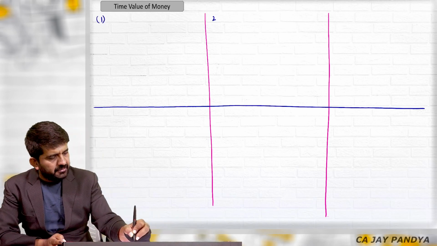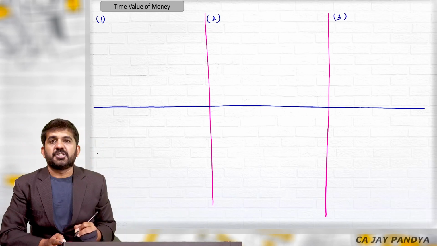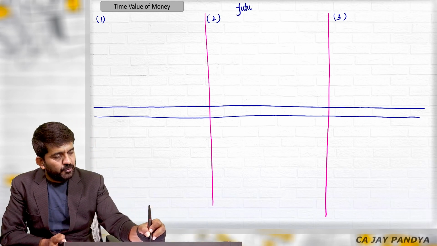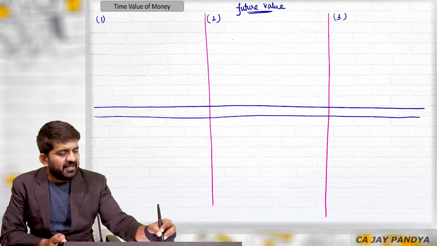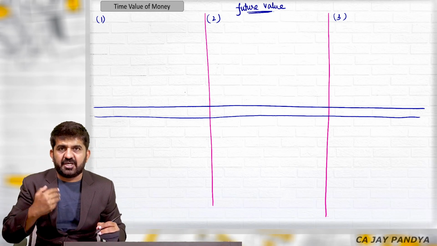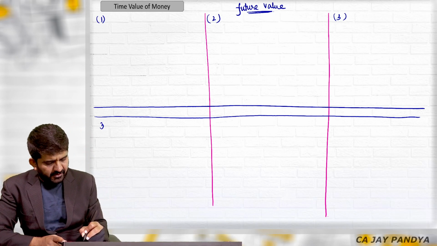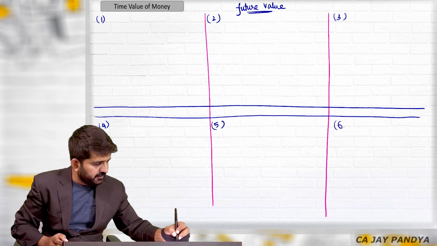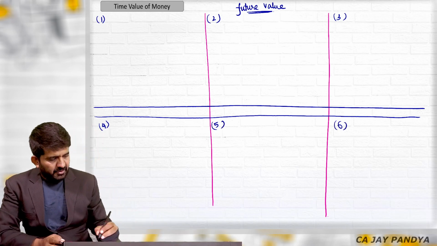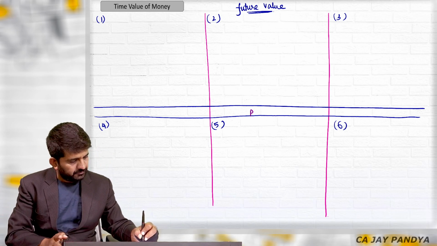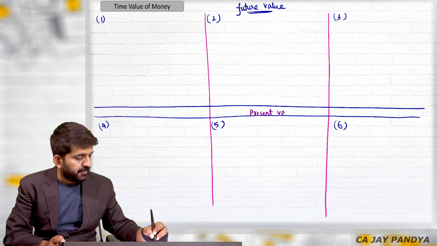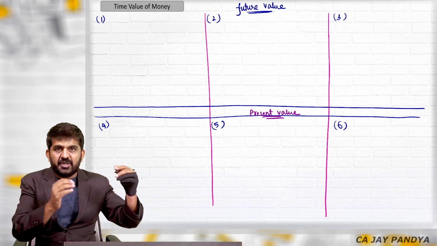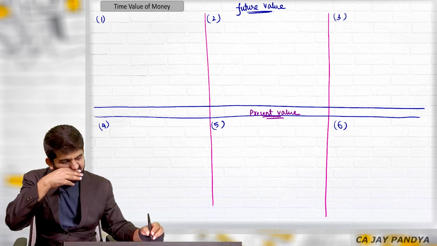Category number 1, 2 and 3 questions will be of future value. So P will be given, and you are finding out A; present value will be given, and you are finding out future value. The 4th, 5th and 6th questions will be of present value. Means A will be given, you are finding out P. Annuities of future will be given, you are finding out P. So they are questions of present value.